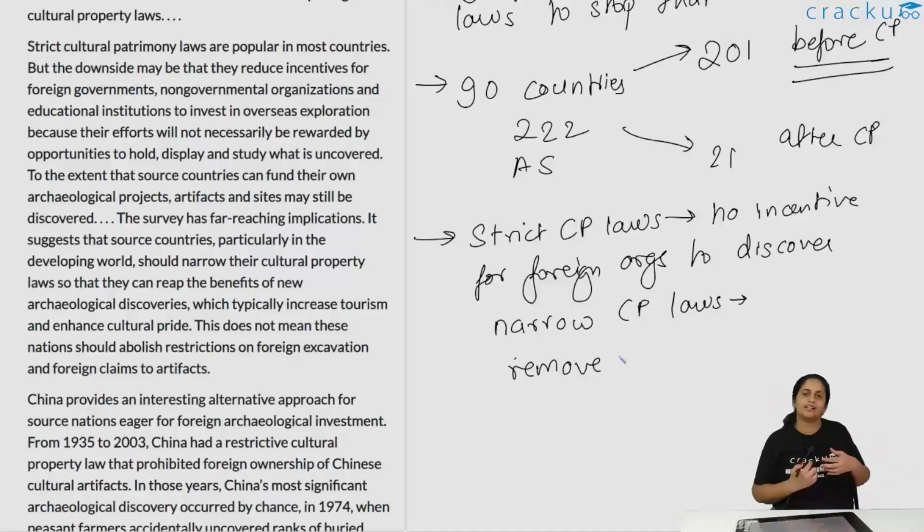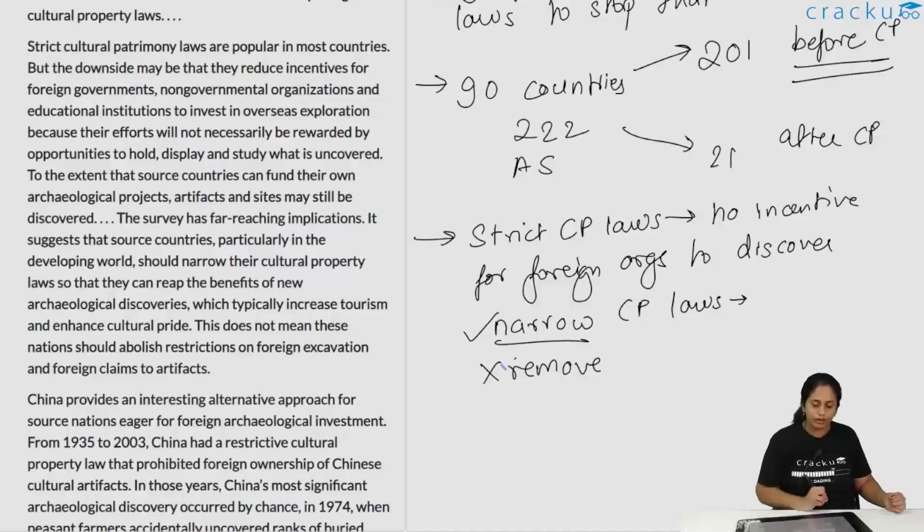So basically the author is saying that give them something, give them some leeway that okay, you hold it for some time, you can display it for some time, you can study it for some time. If you give some leeway, it will actually be good for you because it would incentivize the discovery of these archaeological sites. So he's asking for narrowing and not removing of these laws as such.